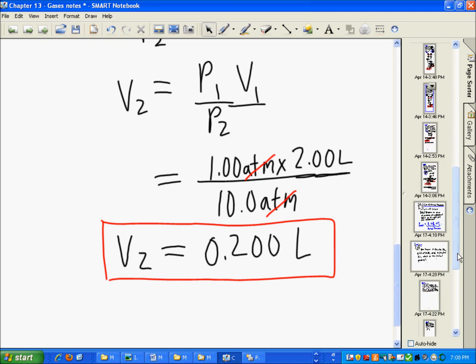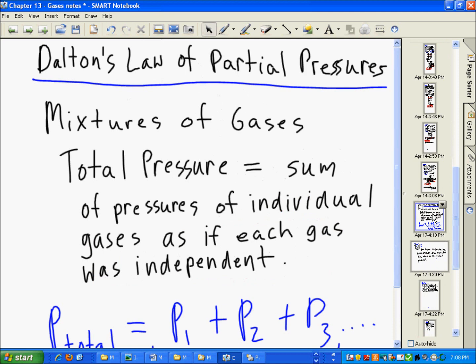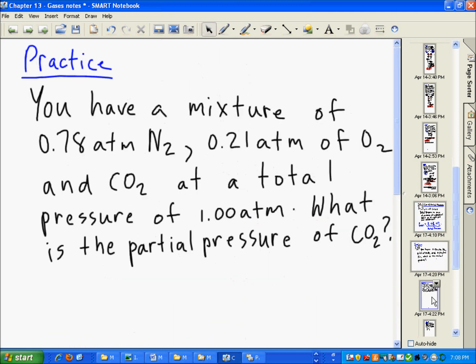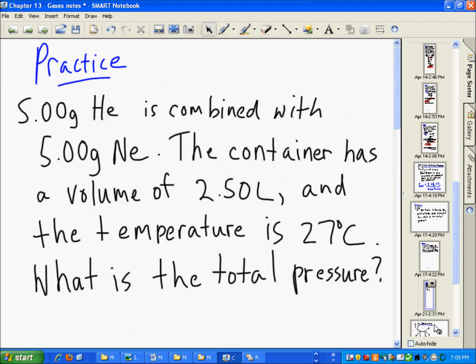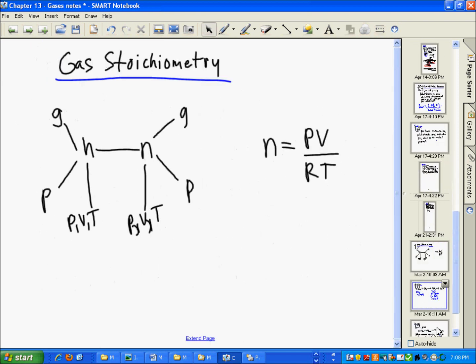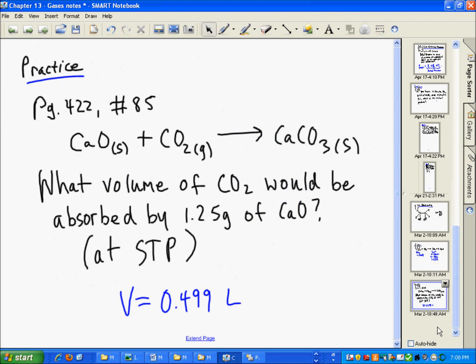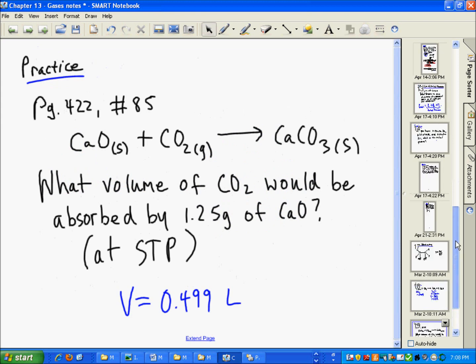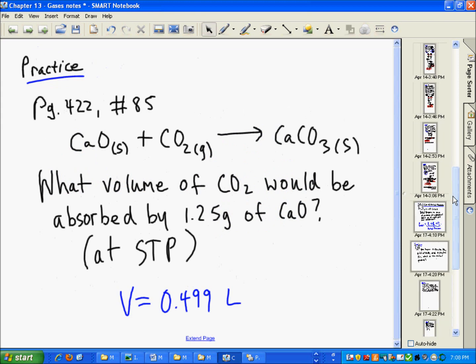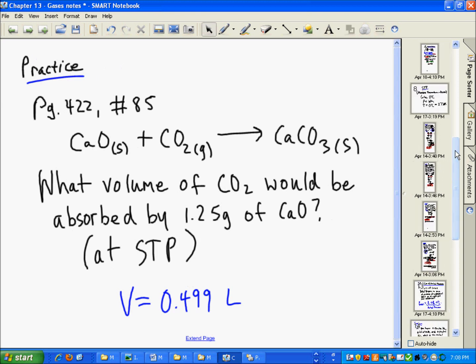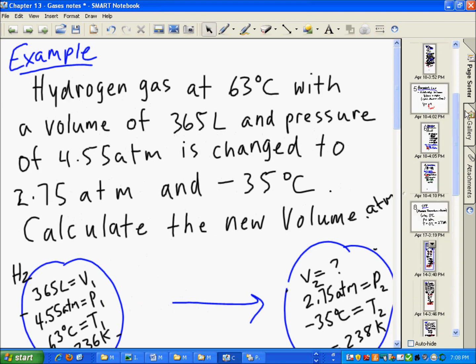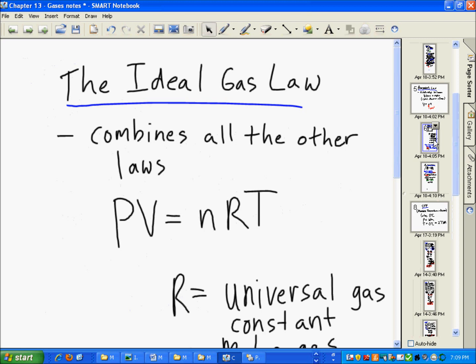Okay, we can go back down now. Dalton's law of partial pressures. I think before we do Dalton's law, I'm just looking ahead here. Before we do Dalton's law, I just want to go back and talk about the ideal gas law for a moment.